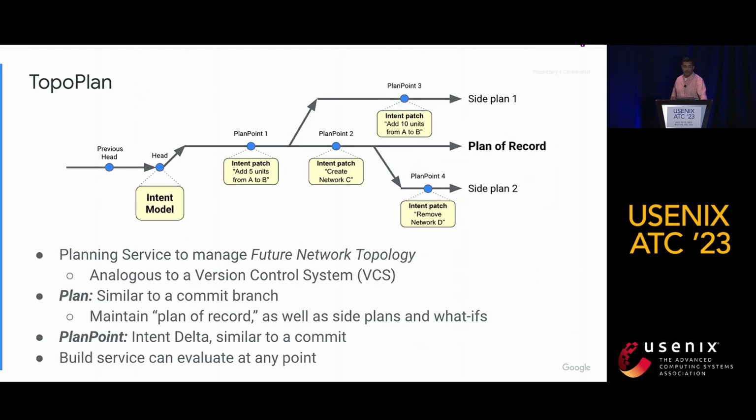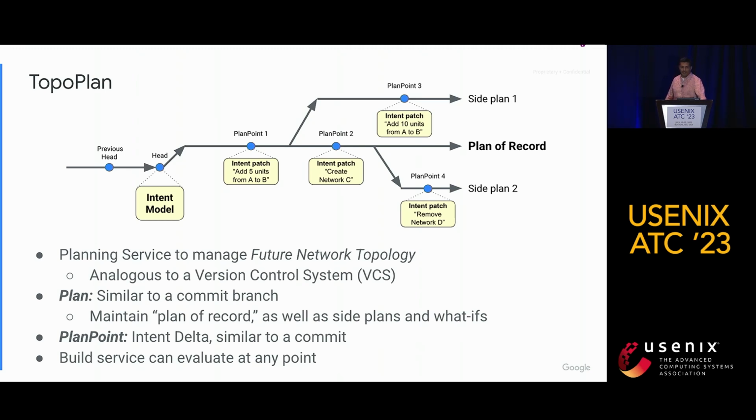Next, we built TopoPlan, which, as the name suggests, is a service to manage future network topology. This is analogous to a software version control system and supports similar APIs to create branches, commits, rebasing, promoting a change, and so on. So we have the concept of a plan. This is similar to a commit branch.